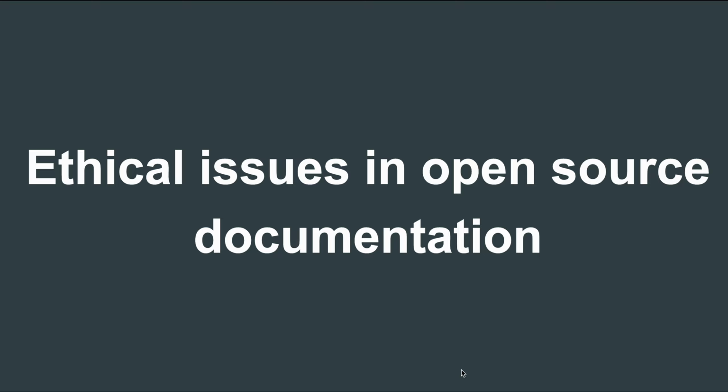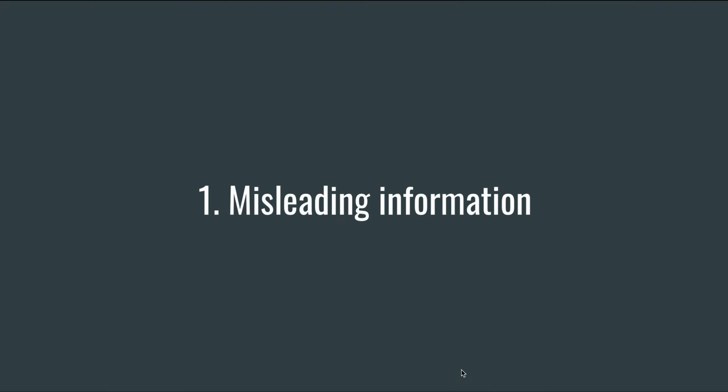So now let us talk about the ethical issues in open source documentation. One of them is misleading information. You know, when you're not sure about something, you shouldn't just put it online, else you mislead people. Or sometimes people purposely write misleading information, misleading content. So when people start reading that, they will get confused and you've misled a lot of persons.